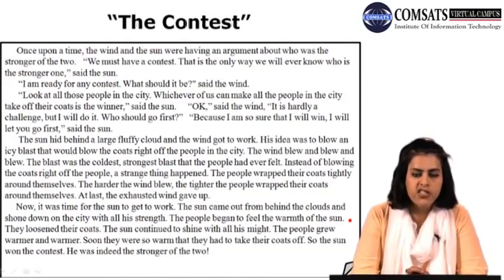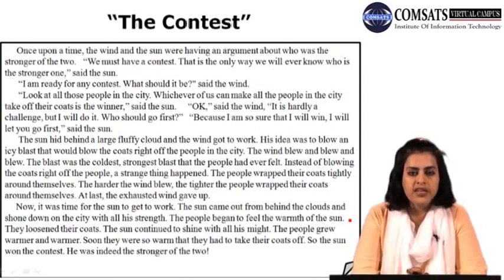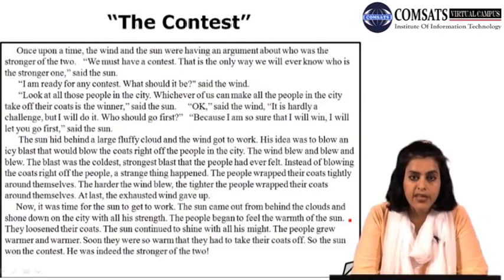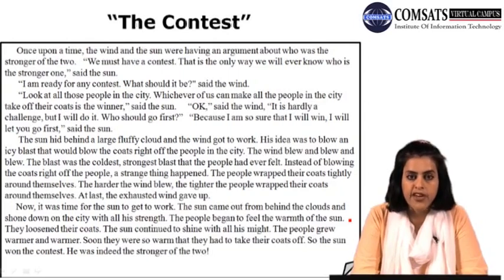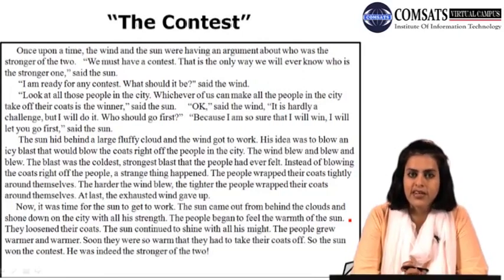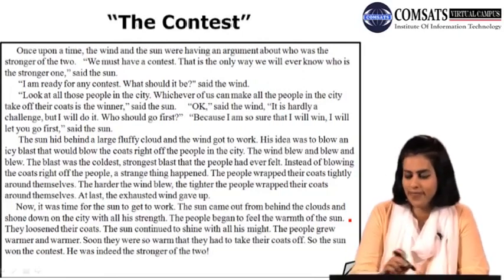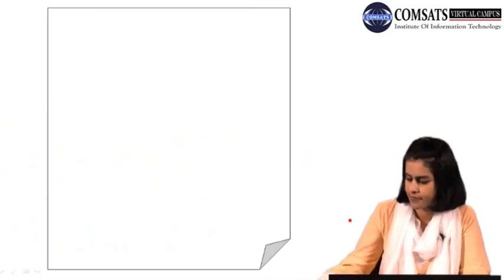So that was the story. I hope that you have made the pictures for everyone: the argument between the sun and the wind, then the wind blowing so hard that the people wrapped their coats tighter around them, then the wind giving up, then the sun coming in, people becoming warmer and warmer, and then indeed the sun won. Now let's see the display.